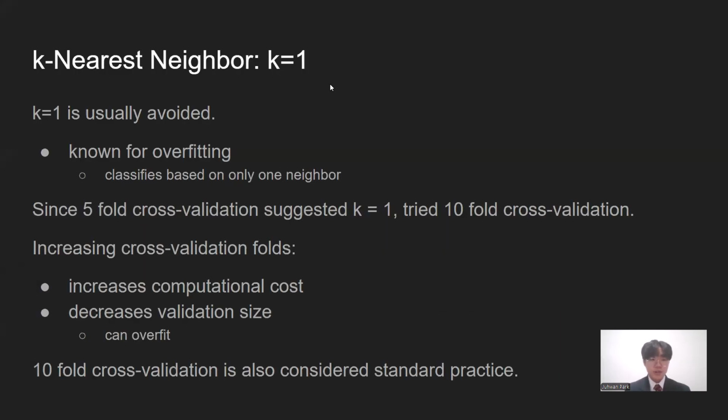So why am I concerned about k equals 1? K equals 1 is usually avoided because it's known for overfitting. This is because k equals 1 means that each image will be classified based on the first nearest neighbor.